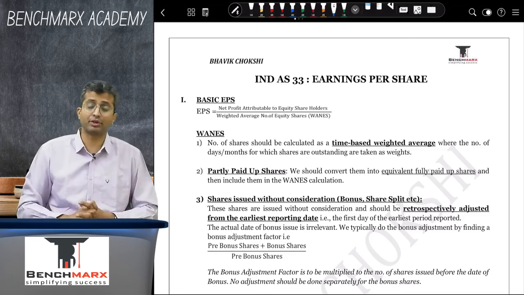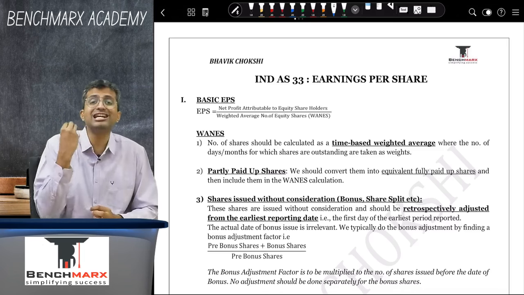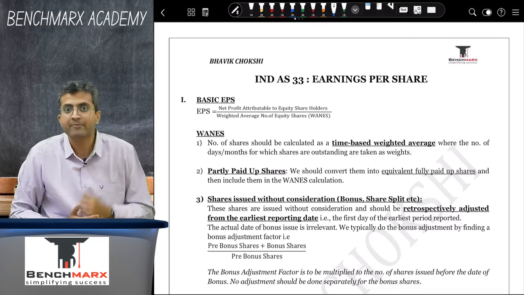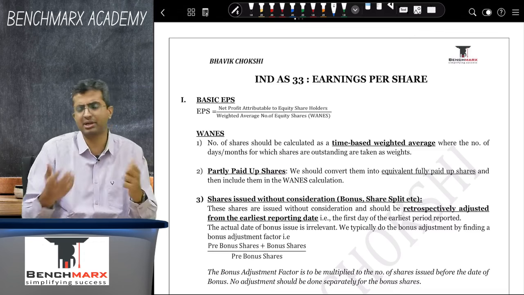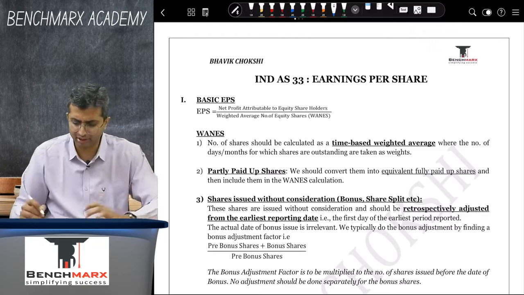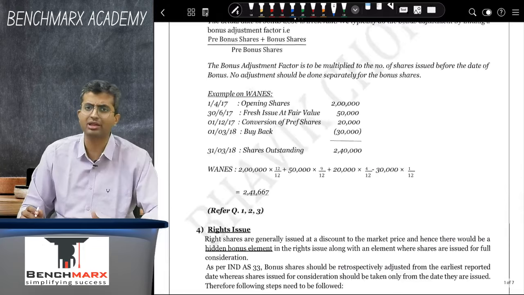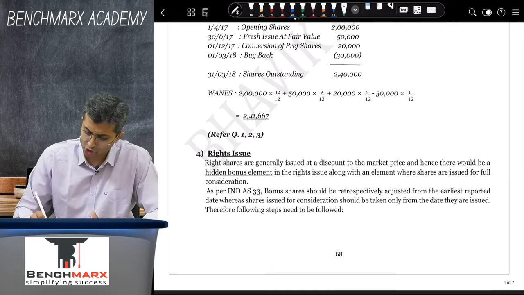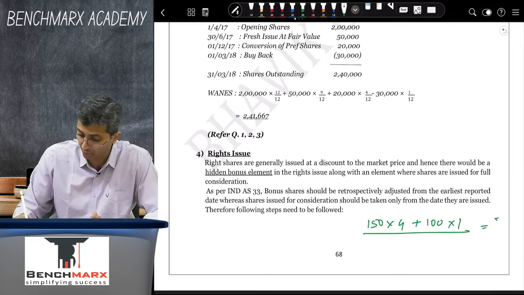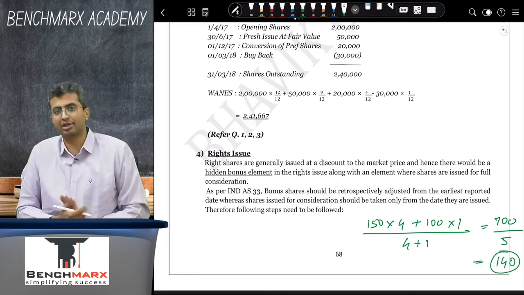How do we make an adjustment for the rights? The idea over here is to find the hidden bonus element. And how do you do that? Well, you find the theoretical ex-rights price, which is calculated as a weighted average price. So for example, the rights ratio is 1:4, and you have let us say the pre-rights price as 150 and the rights issue price is 100. So one can say that, well, 150 rupees for 4 shares plus 100 rupees for 1 share. So your total investment is, I guess, 700 for 4 plus 1, that is 5 shares, and hence ideally 140 should be the price after the rights.